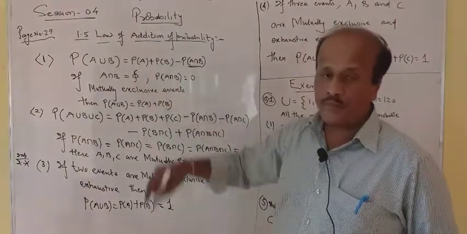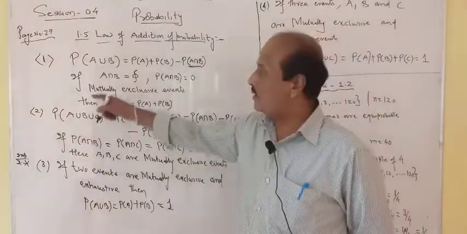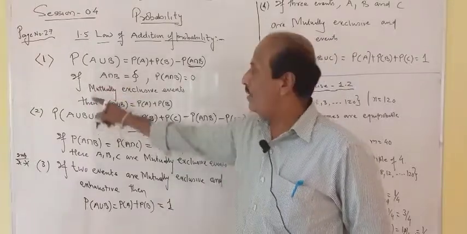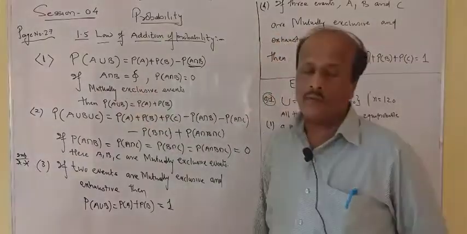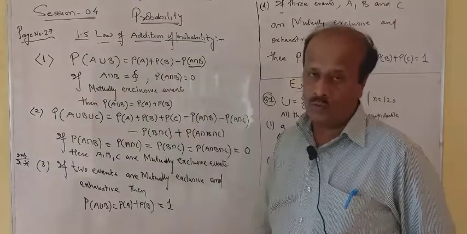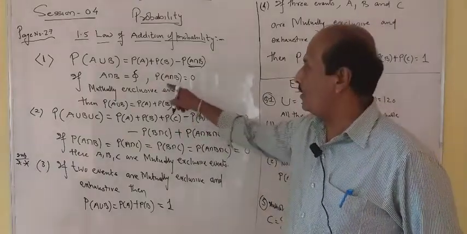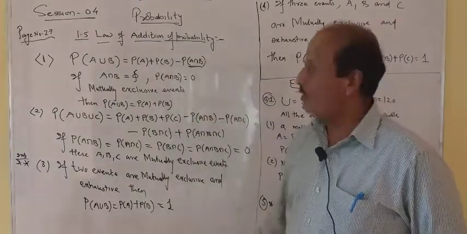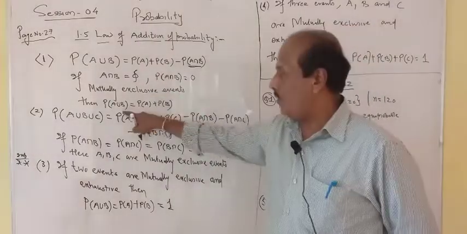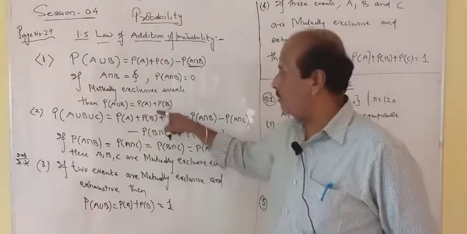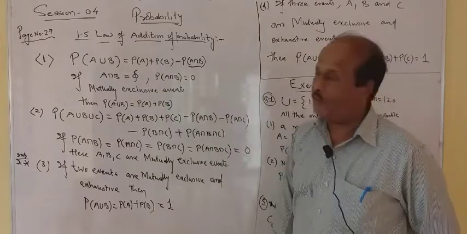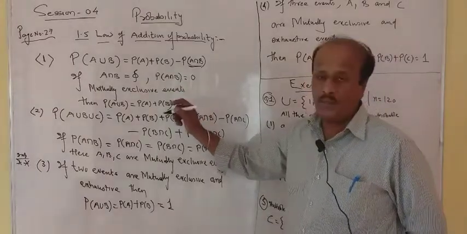Now there is one modified case also. It's given as a third rule, but I made it a part of this rule only. If A intersection B is equal to the null set, what does it mean? Suppose A and B are mutually exclusive, then naturally probability of A intersection B is equal to 0. Then the above formula will be modified like this: probability of A union B is equal to PA plus PB, because A intersection B is going to be 0. So this is the first law.